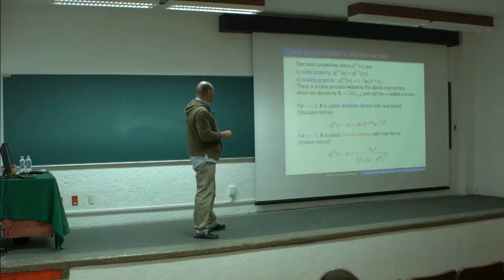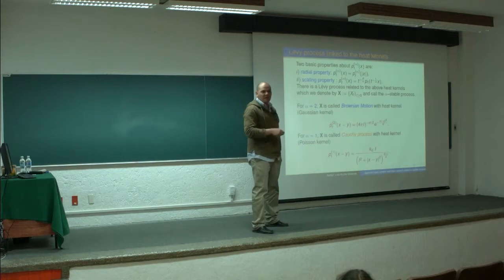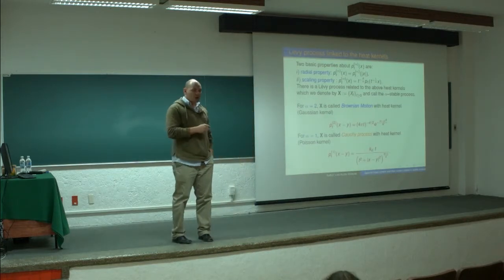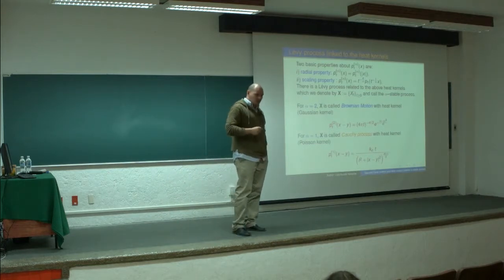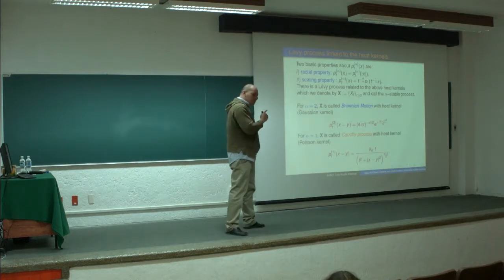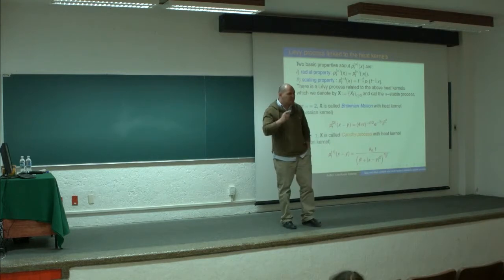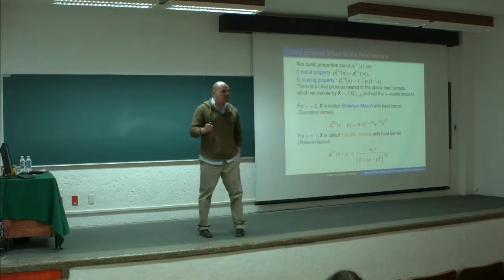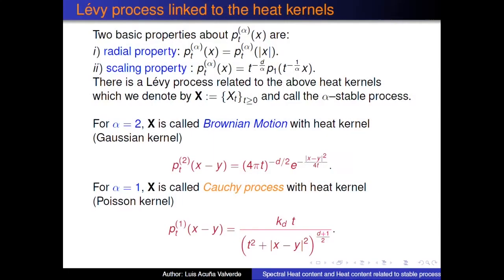Now, it's very well known that for these heat kernels, there is a related Lévy process, which has transition densities given by those heat kernels, and they are called alpha stable processes. Those who are not familiar with these processes might be wondering why so many talks are about these processes. The reason is that I like to think of them as the siblings of the random motion, because they share many of its properties, but they also have very different properties that make them unique.